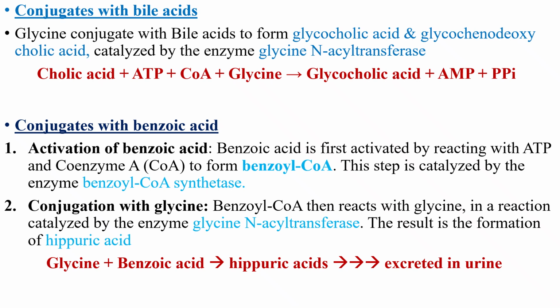It also conjugates with benzoic acid. This benzoic acid is harmful for our body, so it has to be excreted. So glycine combines with benzoic acid and forms hippuric acid, and this is excreted in the urine. There are two enzymes, one is benzoyl CoA synthase and the other is glycine acyl transferase. Both enzymes are involved in the conversion of benzoic acid to hippuric acid, and this hippuric acid is easily excreted in the urine.